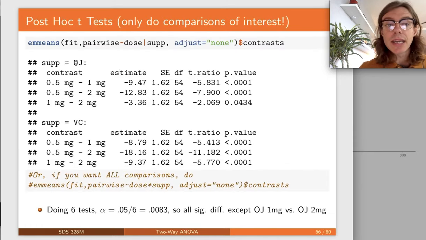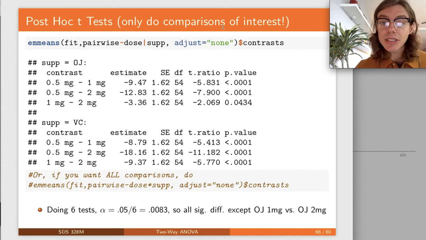So if we do that, we're saying, hey, in orange juice, you compare low to middle, low to high, middle to high. And if you look at vitamin C, you'll compare low to middle, low to high, middle to high, right? And I'm going to go ahead and not adjust these. Let's just do Bonferroni, right? So we're doing 6 tests here. So our significance level is 0.008.